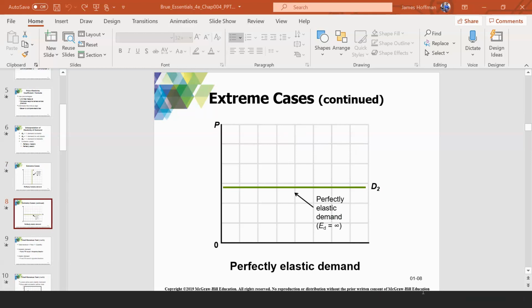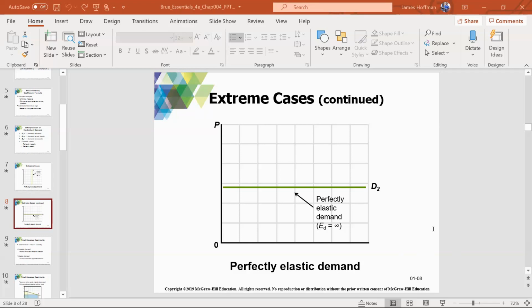Okay, so this is another important extreme to think about. So let's see if we can think of an example or examples of perfectly elastic goods. Can we think of, this one's probably the most difficult because it's kind of weird. But what are we talking about when the demand curve is set at a gaming?